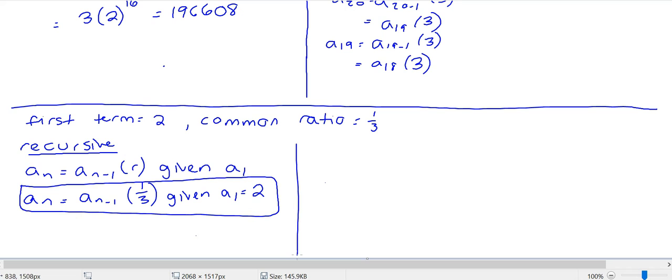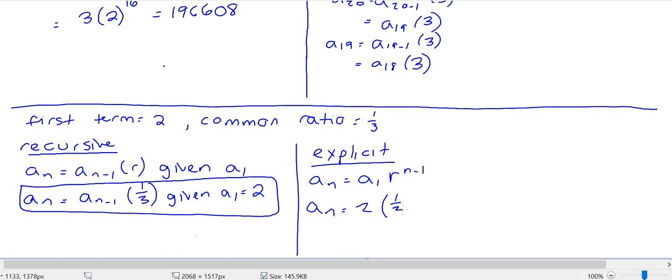Let's say you were asked to find the explicit formula. The explicit formula you do not need to memorize because it is on the formula sheet, and that is a sub n is equal to a sub 1 times r to the n minus 1. And we're going to plug in what we know. A sub n is equal to a sub 1, the first term we know is 2, times r, the common ratio we know is 1/3, to the n minus 1, and this would be your explicit formula.